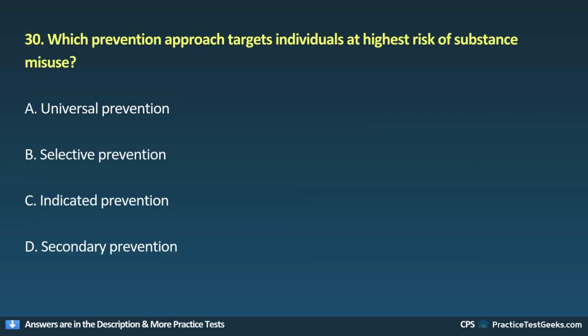30. Which prevention approach targets individuals at highest risk of substance misuse? A. Universal prevention. B. Selective prevention. C. Indicated prevention. D. Secondary prevention.